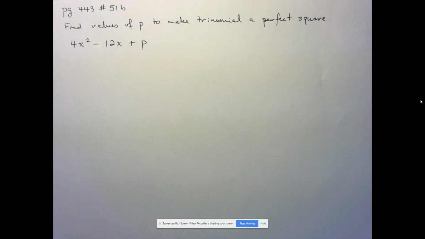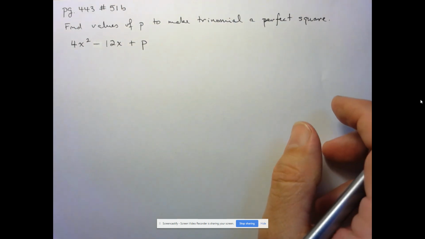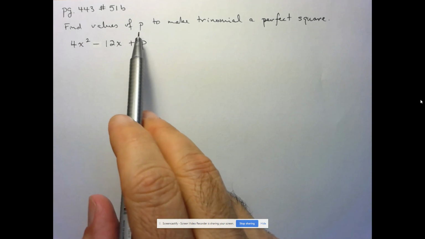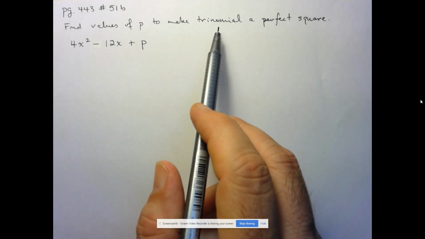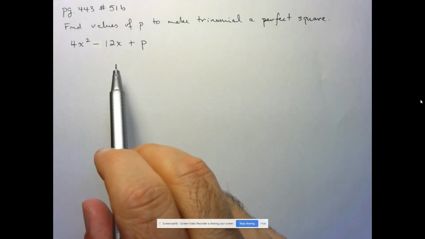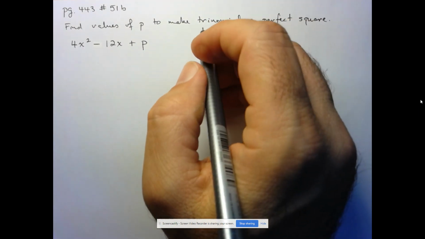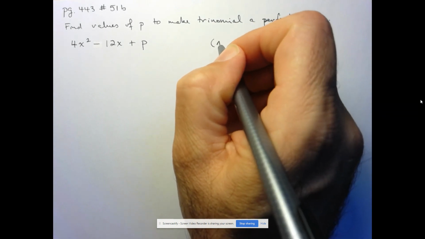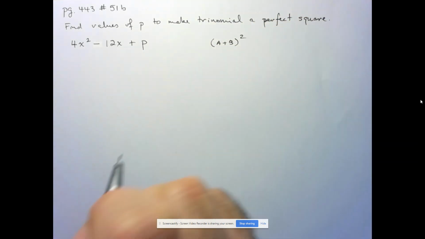Hi folks, we're going to take a look at 51b from page 443. So here they want us to find the values of p to make this trinomial a perfect square. All right. So let's recall our memory aid for finding something that's going to create a perfect square.